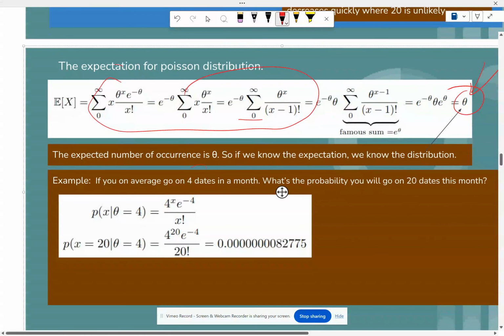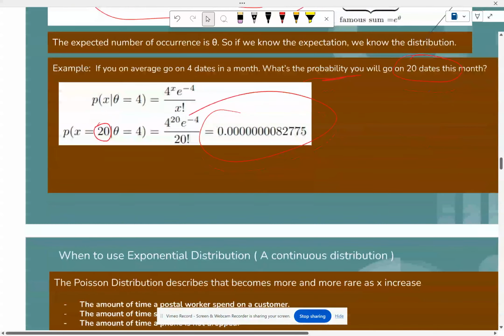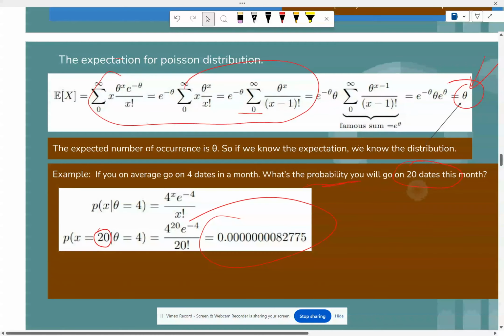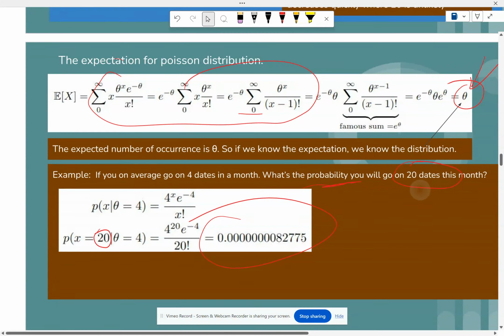So, for example, let's say you go on four dates in a month. What is the probability you're going to go on 20? So if you go on four dates, then we plug four into theta. And now that you have the equation, we plug 20 into x. And it gives us the probability, which is basically zero. So if on average you go on four dates in a month, the probability you go on 20 is very, very, very low. So this is an example of a usage. Once you get P of X, then you can make calculations.